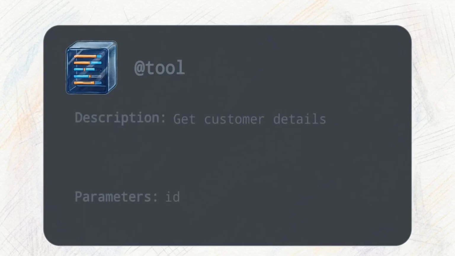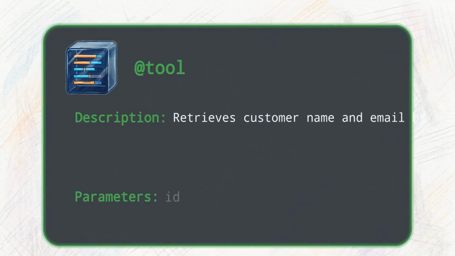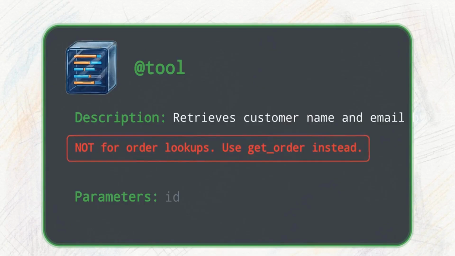The description reads, "Get customer details," and takes a generic ID parameter. It completely fails to provide necessary routing signals. A robust description requires explicit definitions. It must state its exact purpose and declare the specific return format. It also needs a negative routing signal. We explicitly state what the tool is not for and name the correct alternative tool right in the text.